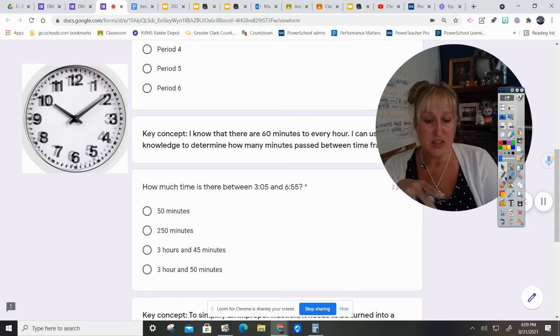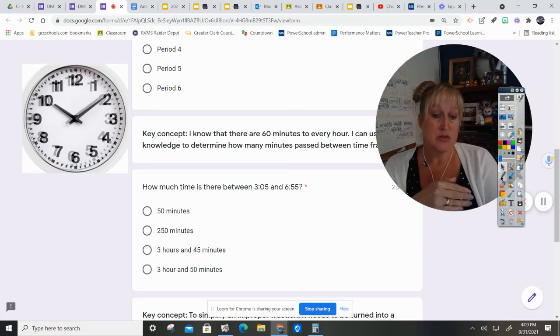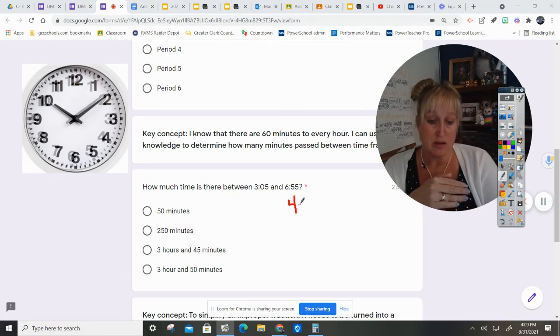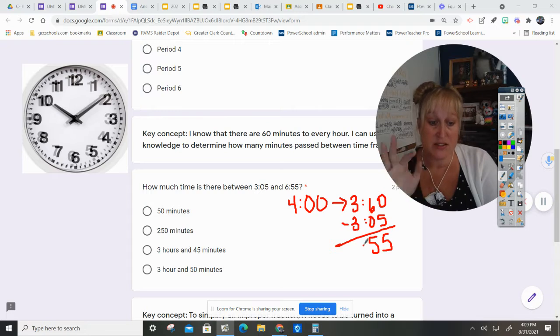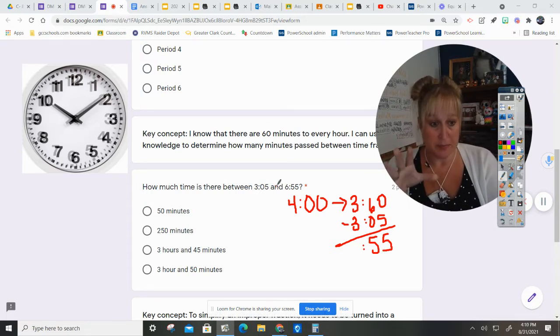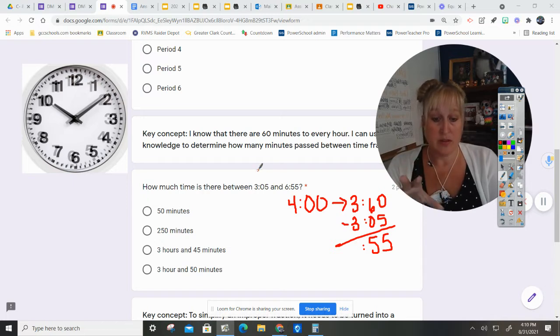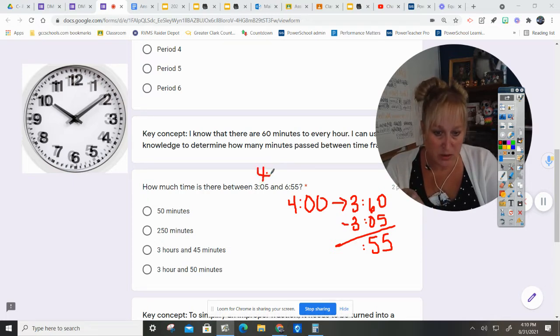Okay, so the first thing that I want to do is figure out how many minutes from 3 o'clock to 4 o'clock. So 4 o'clock is really 3 o'clock with 60 minutes. So I'm going to subtract my 3:05. So there's 55 minutes to get just to 4 o'clock. Okay? So now I'm looking at 4 to 6:55.